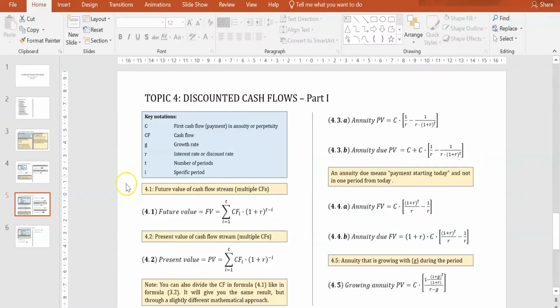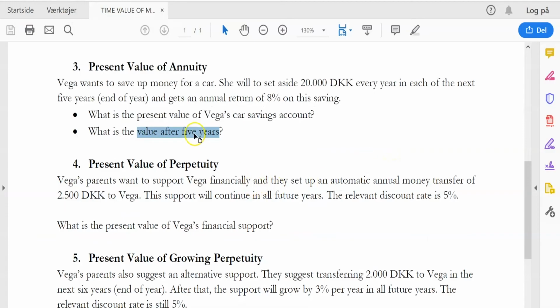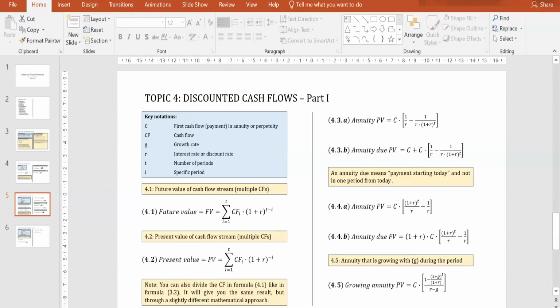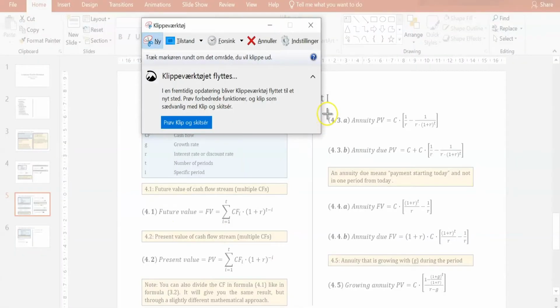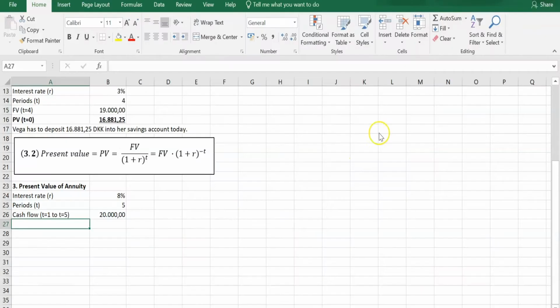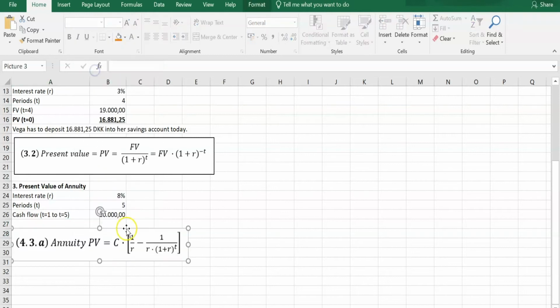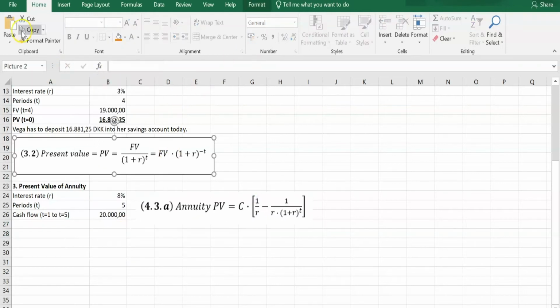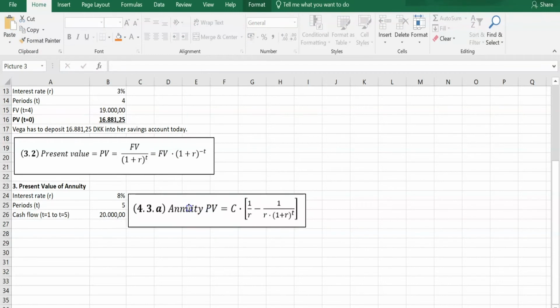If we go to the formula sheet, you can see here that we are looking for the present value of an annuity. It is not an annuity due simply because it starts in 1 year. It says in the assignment that it is end of year. So if she saves up end of year, that means that we have 1 year until the first payment. So let's just get the formula copied in, so we can use it for calculation. I'll just put it over here like this.